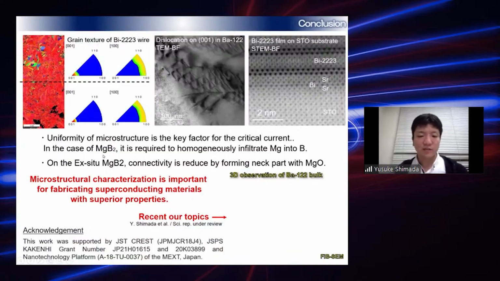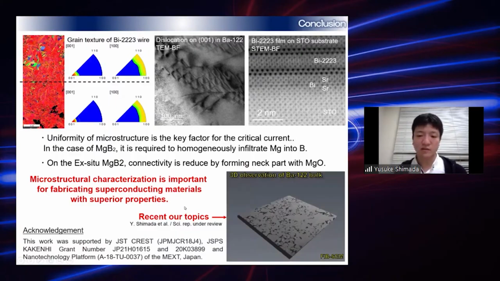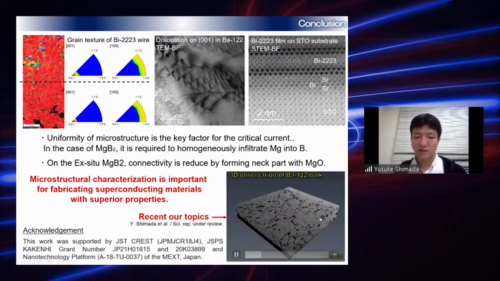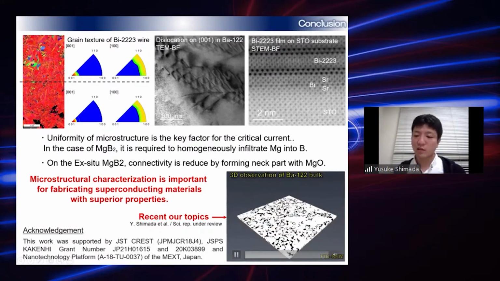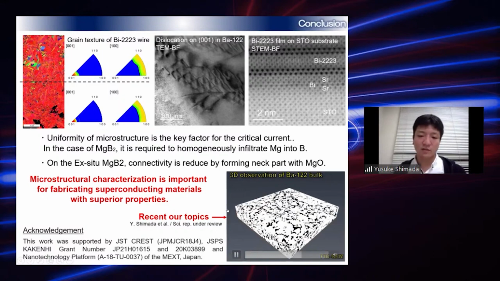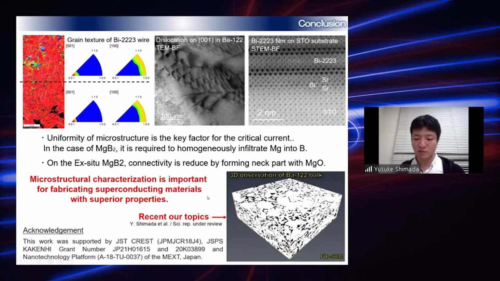Okay, to summarize, I showed the microstructure characterization for enhancing critical current properties. The key factor for the critical current is the difference in fabrication method of the materials. So we need to use multi-scale and multi-dimensional observation. Our recent topic is here: we try to start using three-dimensional observation on superconducting polycrystalline bulks. That's all. Thank you for your kind attention.